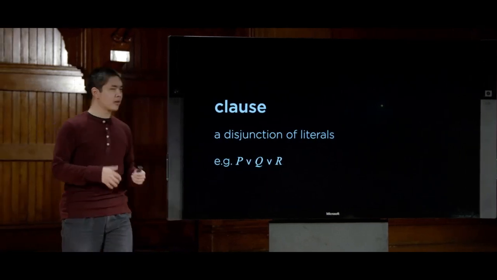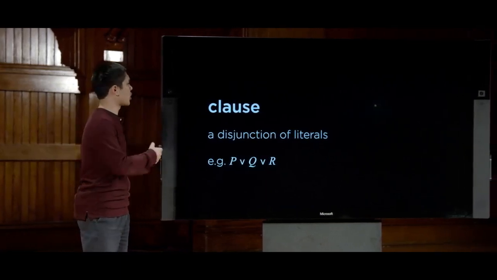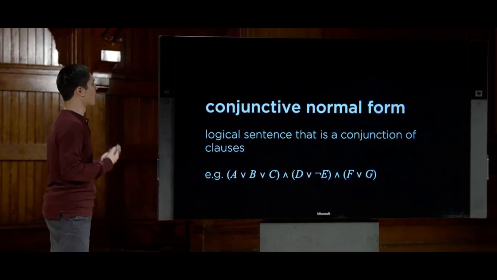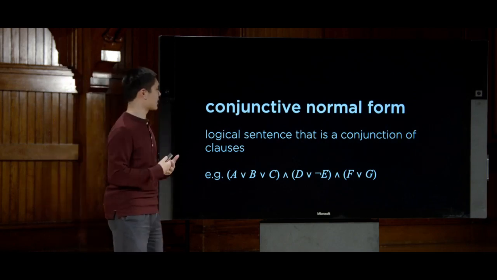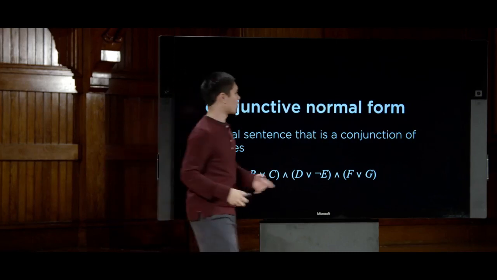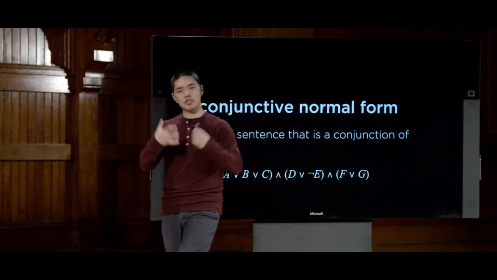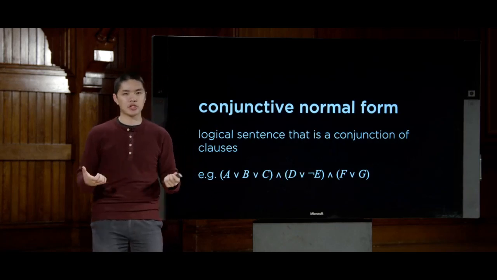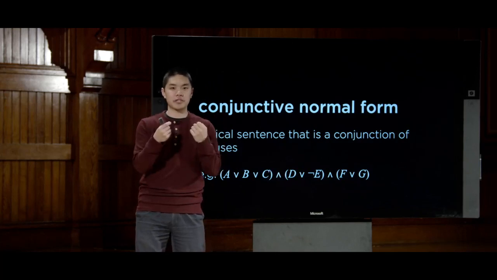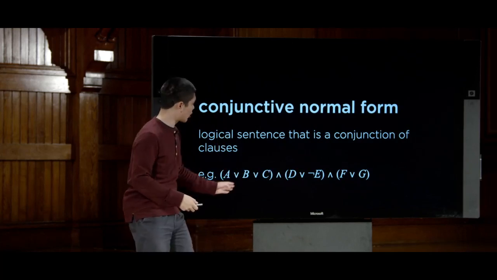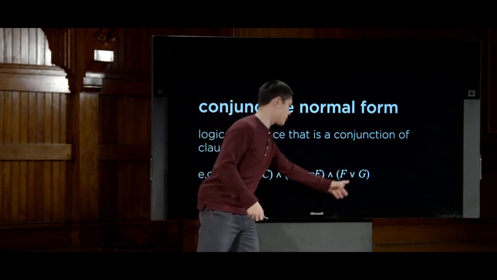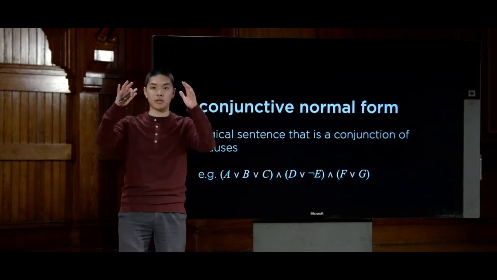Meanwhile, what this gives us is an ability to turn any logical sentence into something called conjunctive normal form. A conjunctive normal form sentence is a logical sentence that is a conjunction of clauses. Recall again, conjunction means things are connected to one another using and. And so a conjunction of clauses means that it is an and of individual clauses, each of which has ors in it. So something like this, A or B or C, and D or not E, and F or G. Everything in parentheses is one clause.